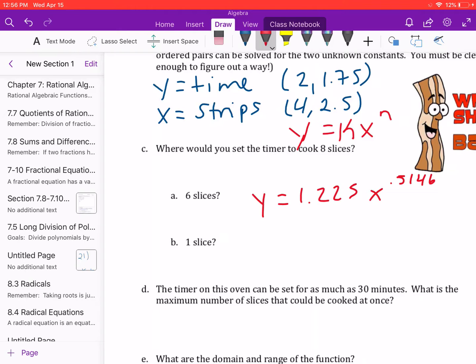Okay, so that equation, one more time, that we solved together that you're going to use to do the rest of this worksheet is y equals 1.225 times x to the 0.5146 power. And you are going to use that equation to solve each part of C, and then you are going to need to find the domain and the range.